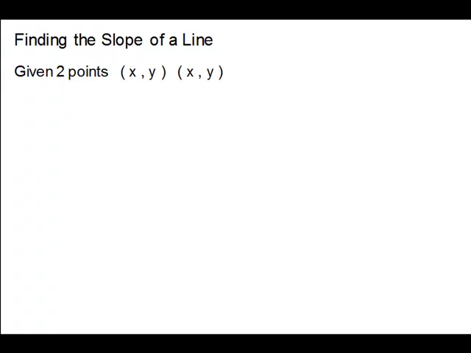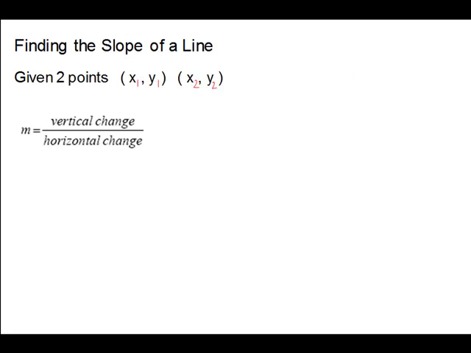Next, we'll look at finding the slope of the line given 2 points. Each point gets an x and a y, but we'd like to tell those apart. So we'll label them with subscripts. We'll call this one point 1, and we'll label it with x1, y1, and we'll label the other one x2, y2. Remember that we can look at slope as a ratio of the vertical change compared to the horizontal change of the line. Which variable has to do with vertical movement? It is the y variable.